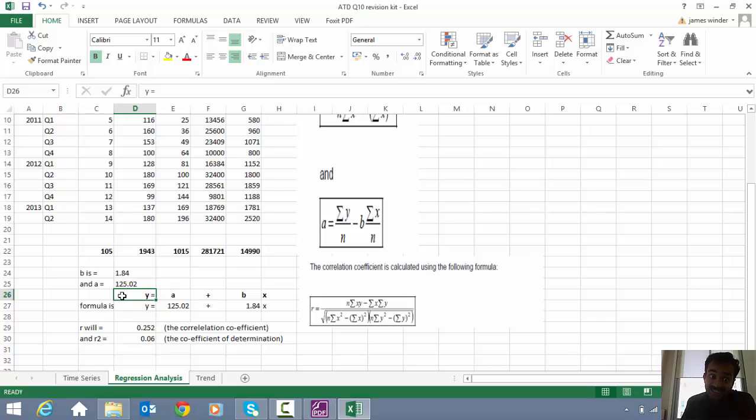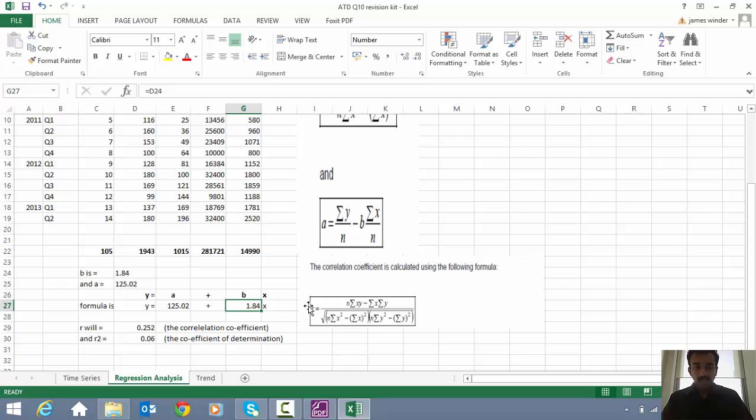Remember, y is sales based on A and B, and mathematically a line is represented as y is equal to A plus B multiplied by x. Now what we want is a relationship between X and Y, between time and sales. So we know the value of A, so we can very well say sales is 125.02 plus 1.84x, where X represents the quarter number. Now probably it begins to make a little bit of sense.